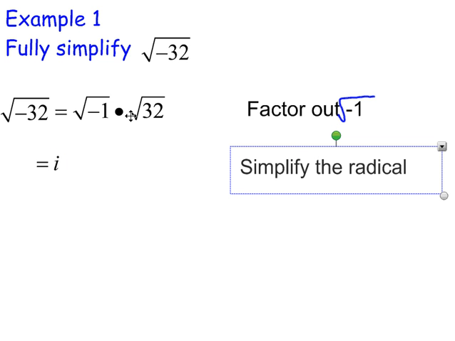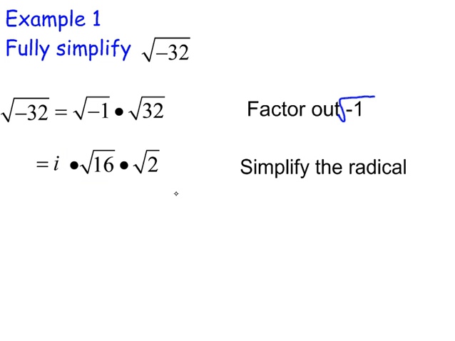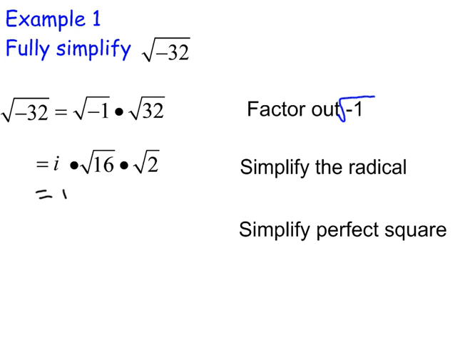And now we simplify the radical 32. So radical 32 simplifies to radical 16 times radical 2. Then you simplify the perfect square. Square root of 16 is 4. So we have i times 4 times radical 2. And now we get 4i radical 2.